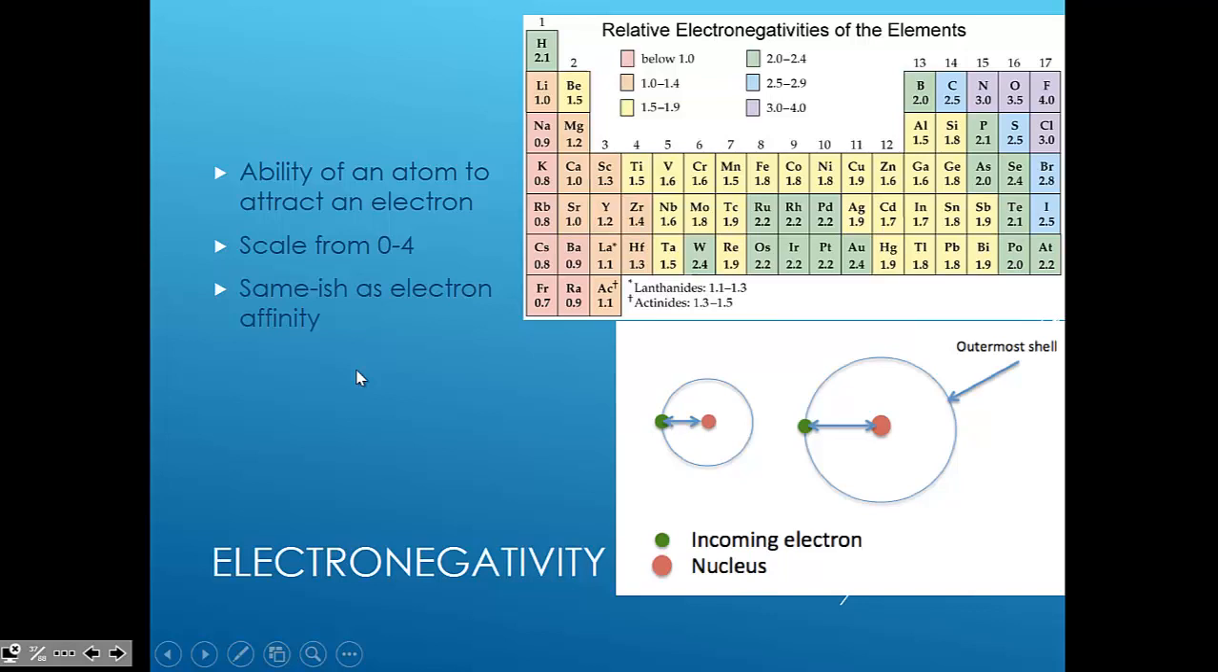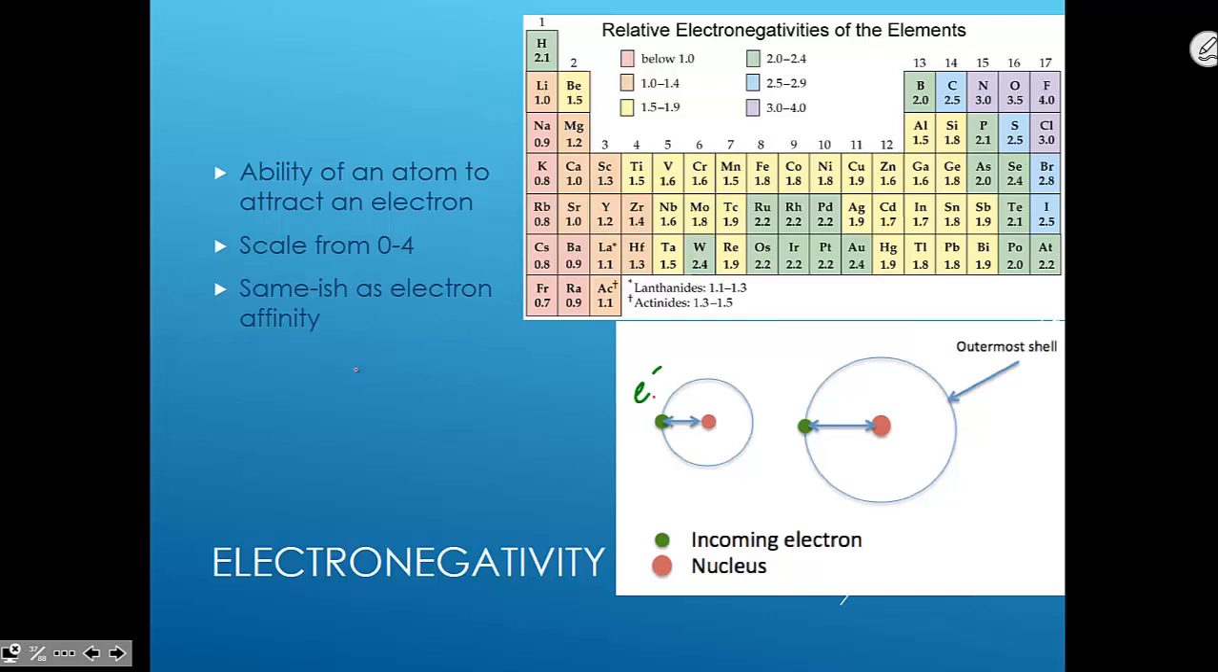Related to size is how that nucleus attracts electrons outside of the atom. This is known as electronegativity. If there is an electron outside the atom, how much does that atom pull the electron towards it? And you can relate it to size. The greater the nuclear charge, the smaller the atom is.